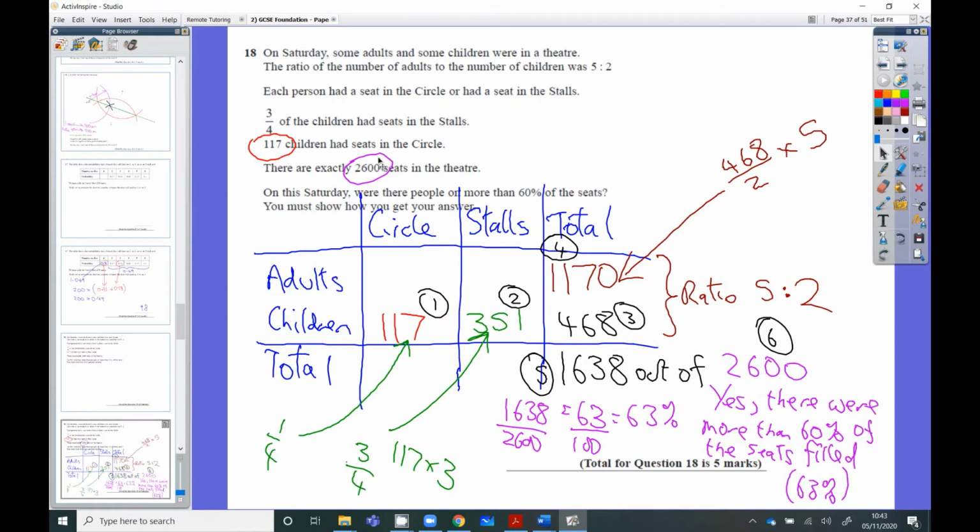Now the theatre has a capacity of 2,600. Now 1638 divided by 2,600 is 63%. Now the question says, on this Saturday, were there more than 60% of the seats filled? Well, yes, there was. We've just shown that there were 63% of the seats being occupied. So yes, there were more than 60% of the seats being filled. There was 63% being filled.